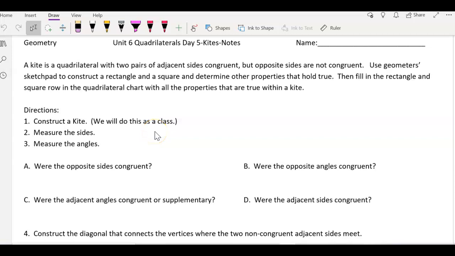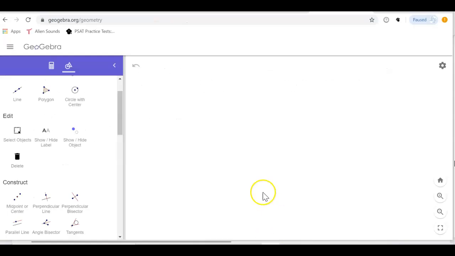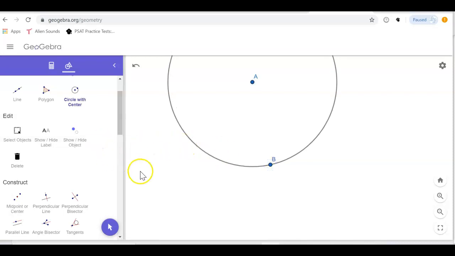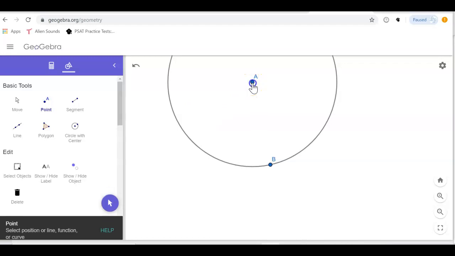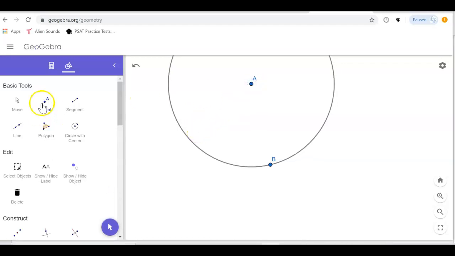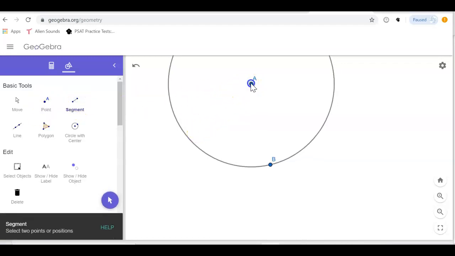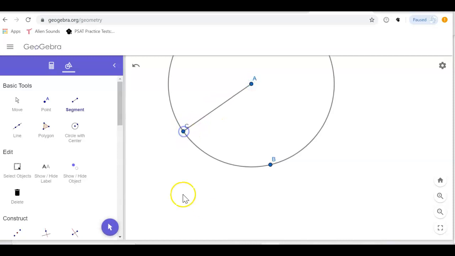So the next quadrilateral is a kite, all right? It's a little more complicated to construct this one, but we're going to do it real quick. What I do is I start with a circle, right? And what I'm going to do is draw one side of the kite. So I'm going to draw this side right here.